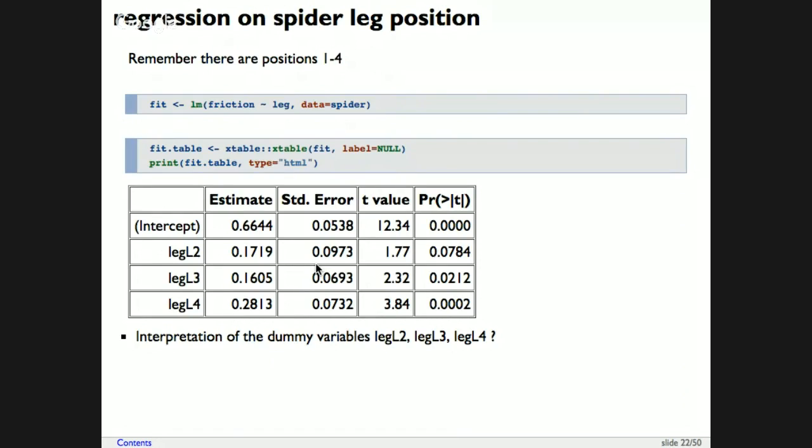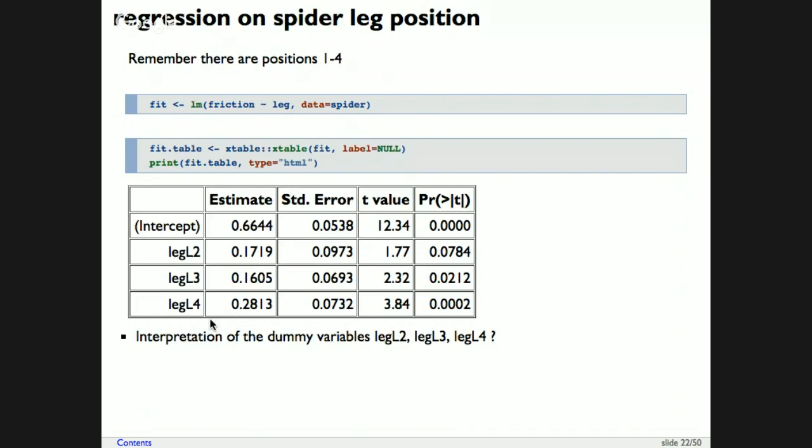So speaking of a categorical variable as the predictor, let's do it. So now instead of friction described by type, do friction described by leg and using the full data set. And I'm using Xtable again just to produce the coefficients table. So we have an intercept now, and we have coefficients for leg L2, leg L3, and leg L4. So what is the reference category? L1, yep.